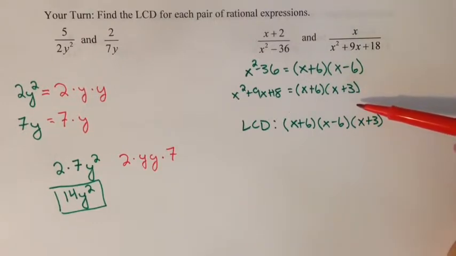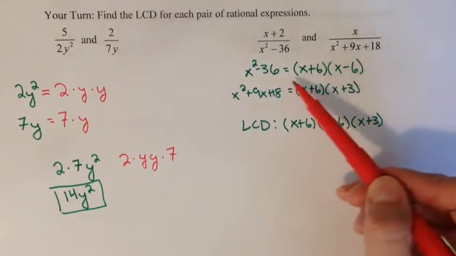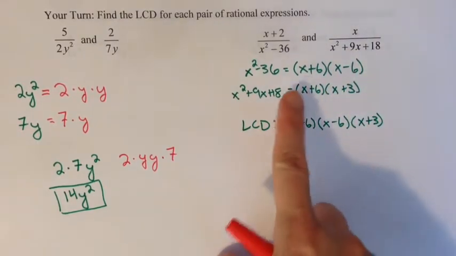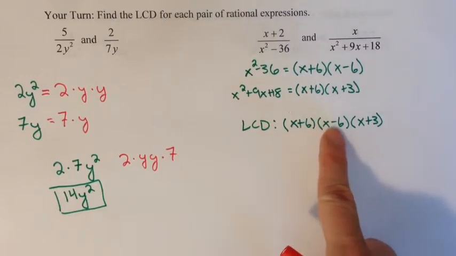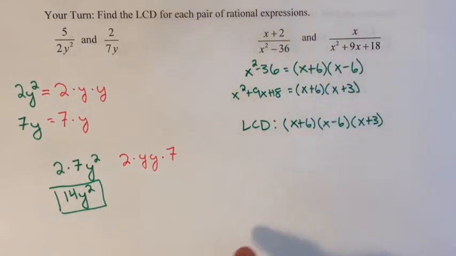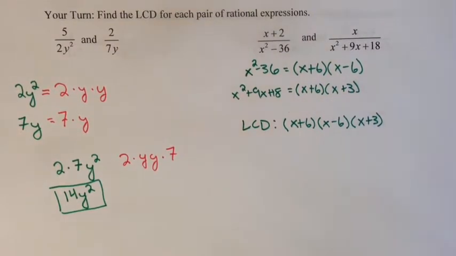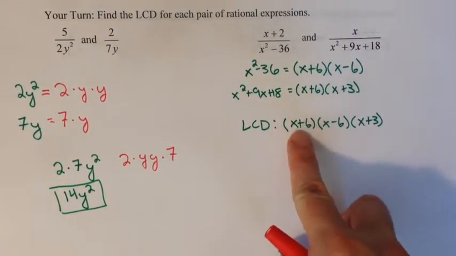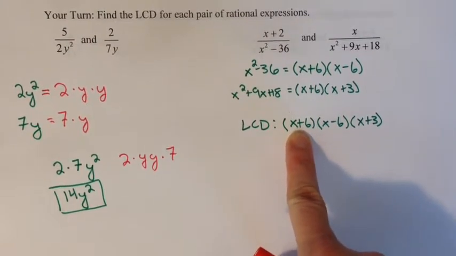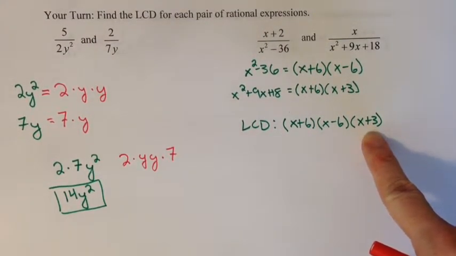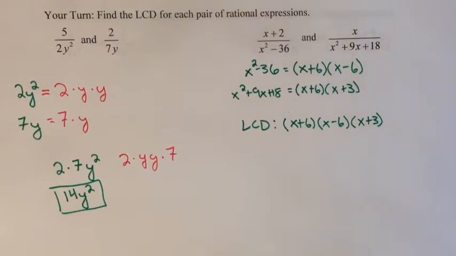To write down my least common denominator, I'm going to write down the factors that I need in order to make up each of these denominators. So first, I will need an x plus 6 and an x minus 6 to make up the first one. My second denominator is made up of x plus 6 and x plus 3. I already had an x plus 6, so I don't need to write that one down again, but I do need to tack on an x plus 3. My least common denominator then is these three factors all strung together.